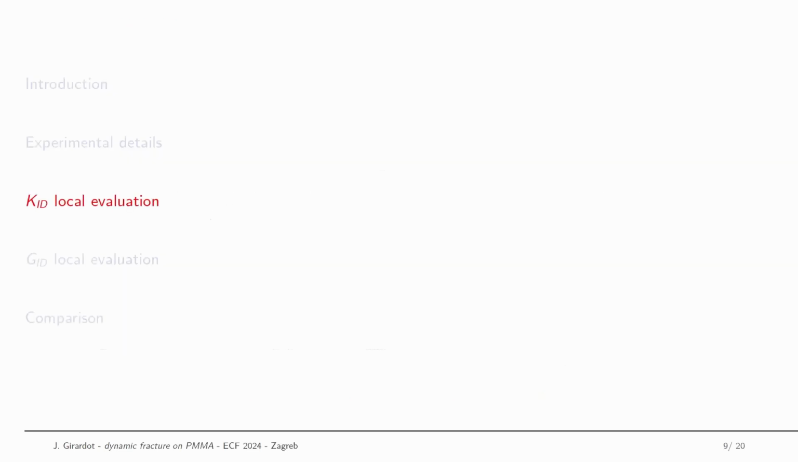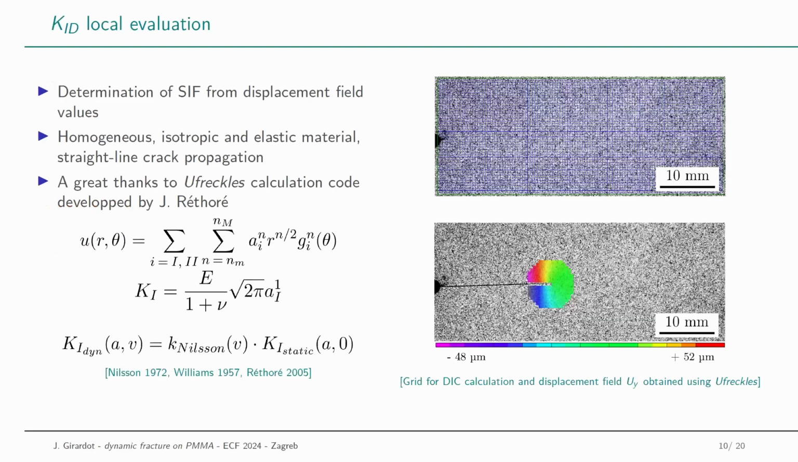So now let's see how we perform the evaluation of K. Okay. So we use, as I said, a DIC method. You have here the grid that we used to perform the DIC calculation. And then we use what is implemented in the code called U-Freckles Williams series. Okay. And thanks to the first order of the Williams series, we can get the fracture toughness.